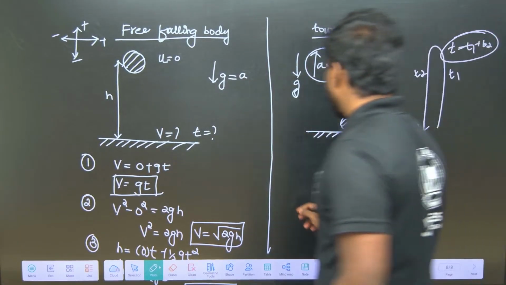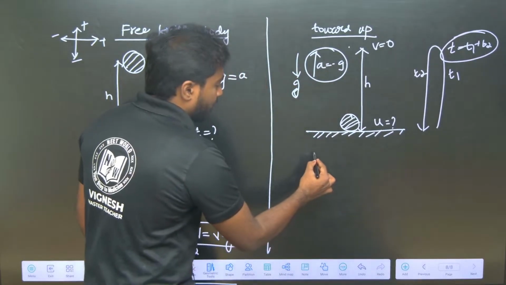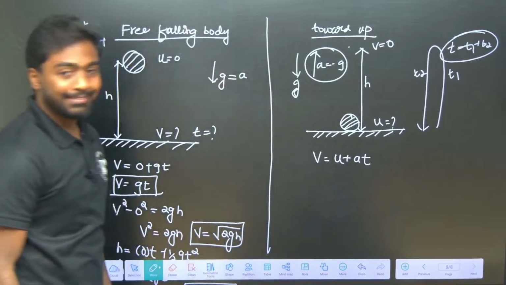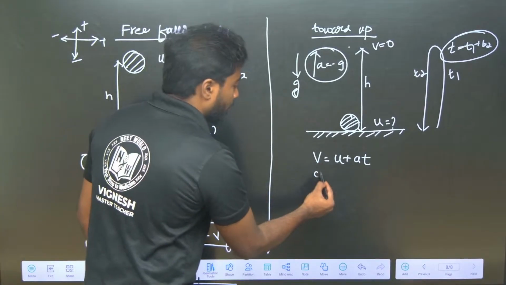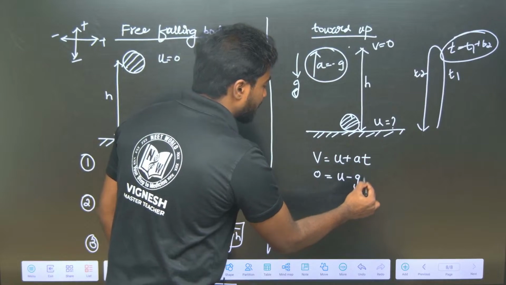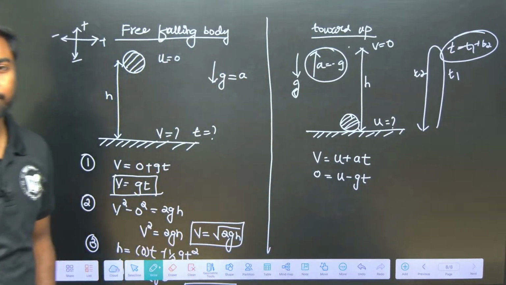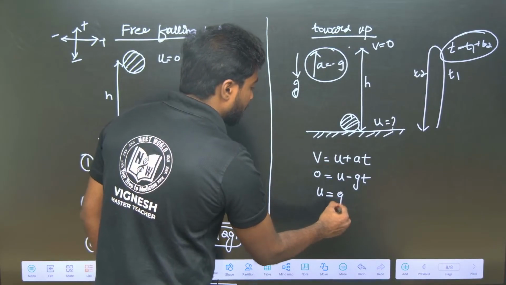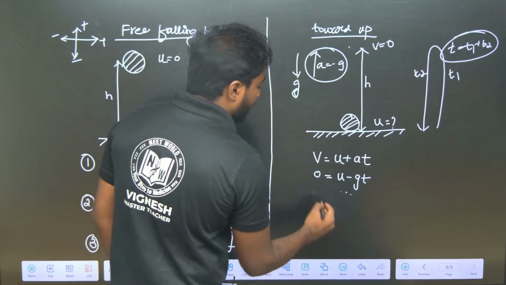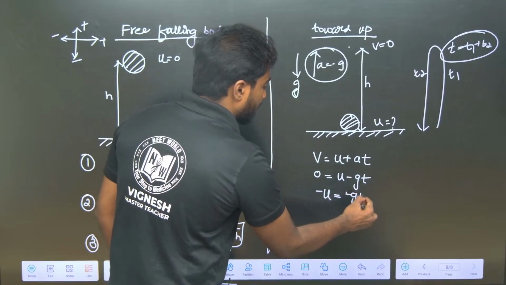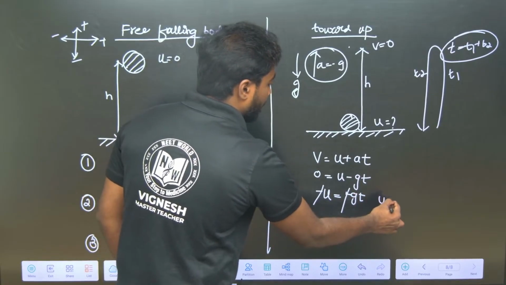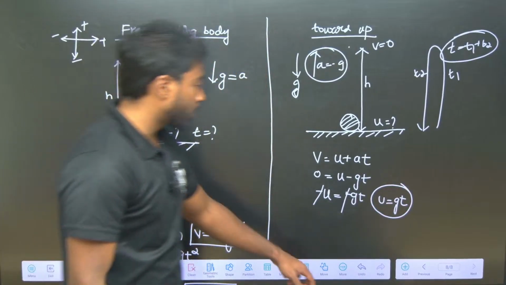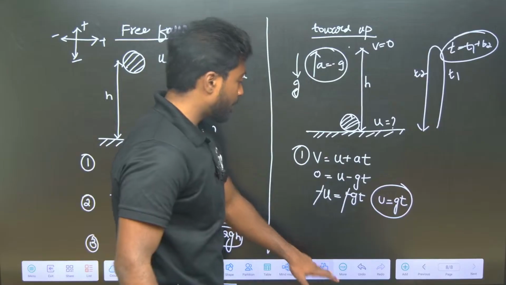So let me find here. First equation, v is equal to u plus at. What is v? 0. So 0 will be equal to u minus gt. So minus u will be equal to minus gt, minus minus cancel, u will be equal to gt. This is in terms of time and gravity, the first one. Let me go for the second one.